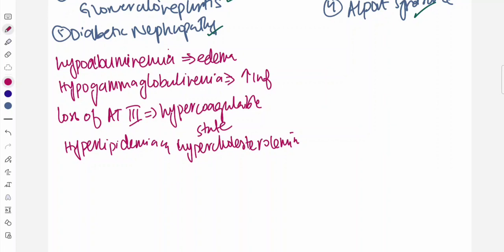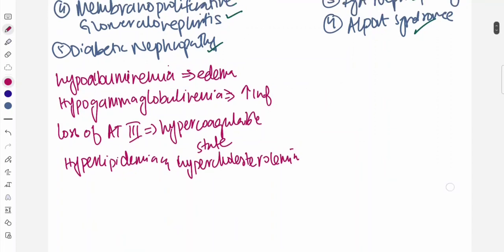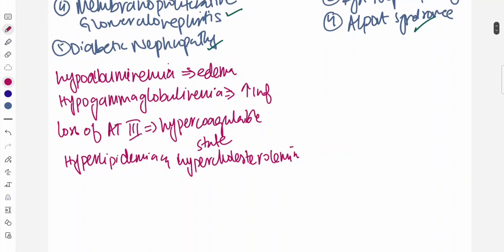Okay, so now let's talk about the things that happen in nephritic syndrome. Nephritic syndrome is a very easy one. There are only 4 things that you need to know, and then we will be complete for today. In nephritic syndrome, what happens? Let me change color. Okay. In nephritic syndrome, limited proteinuria. I told you. What else?